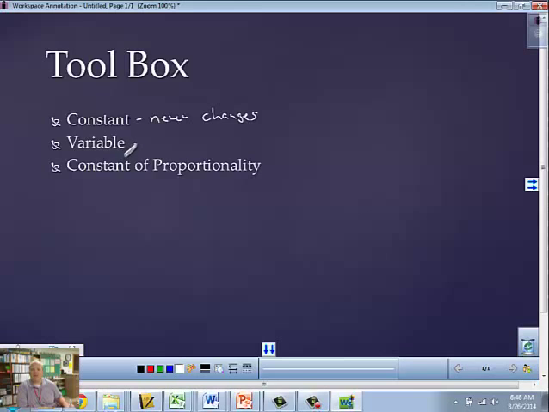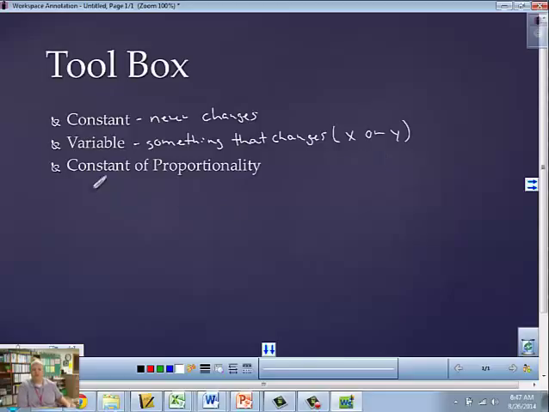A variable is something that changes. And this could be anything. In math, we relate this to letters like X or Y. And we're going to use those.